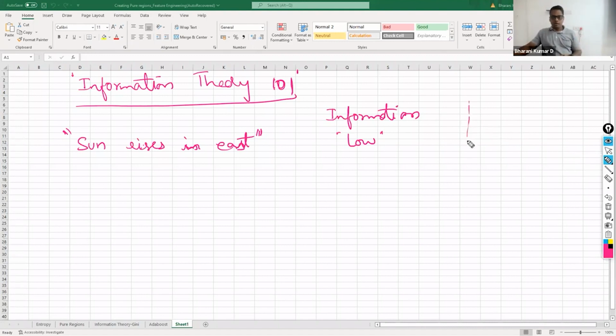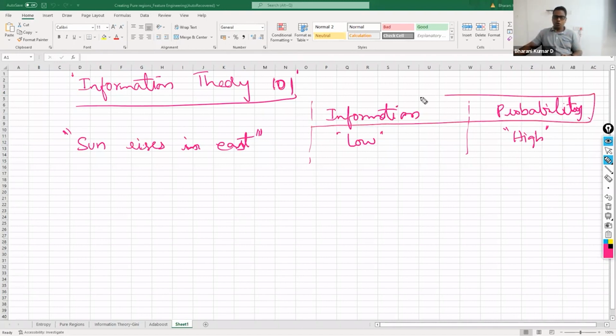Why? Because the probability is very high. It's 100%, the sun rises in the east only, unless you change the directions on your own. Unless you say that this is not east, this is east. Unless you change on your own, the sun rises in the east. It's a universal statement, so the probability is very high. If the probability is very high, information will be low, obviously.